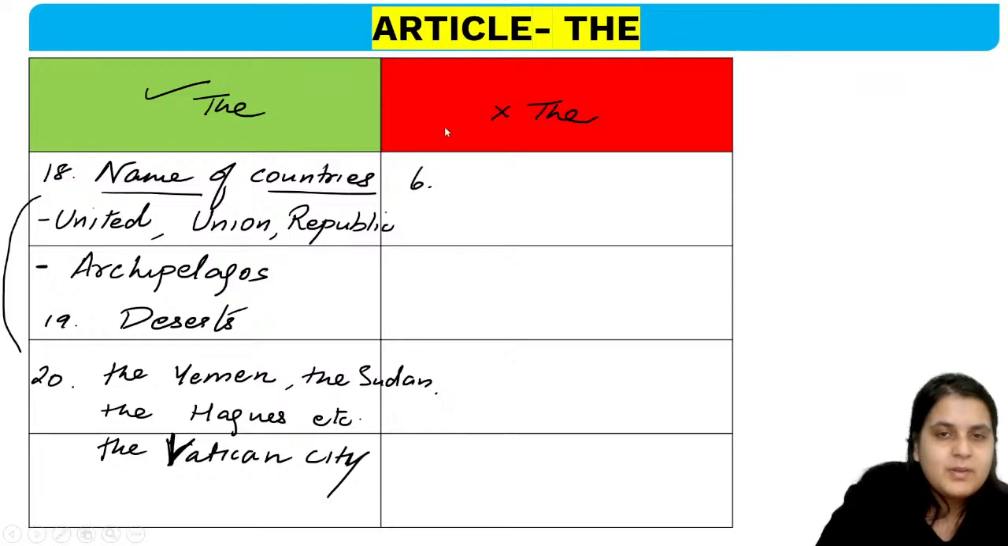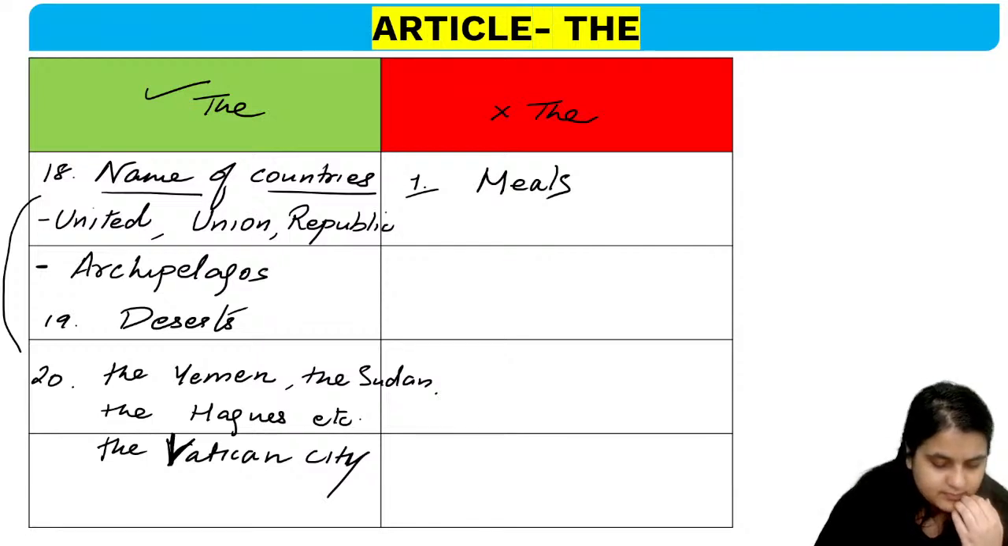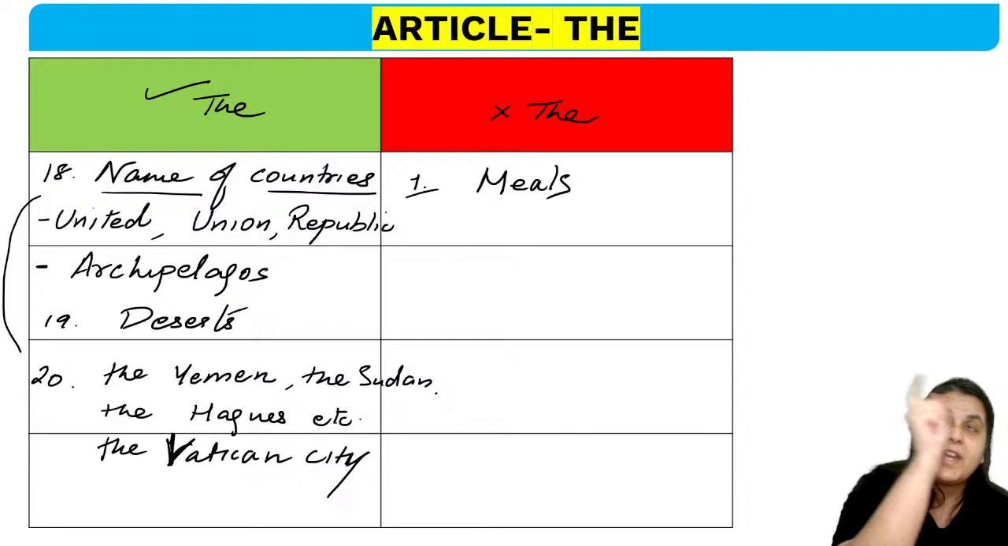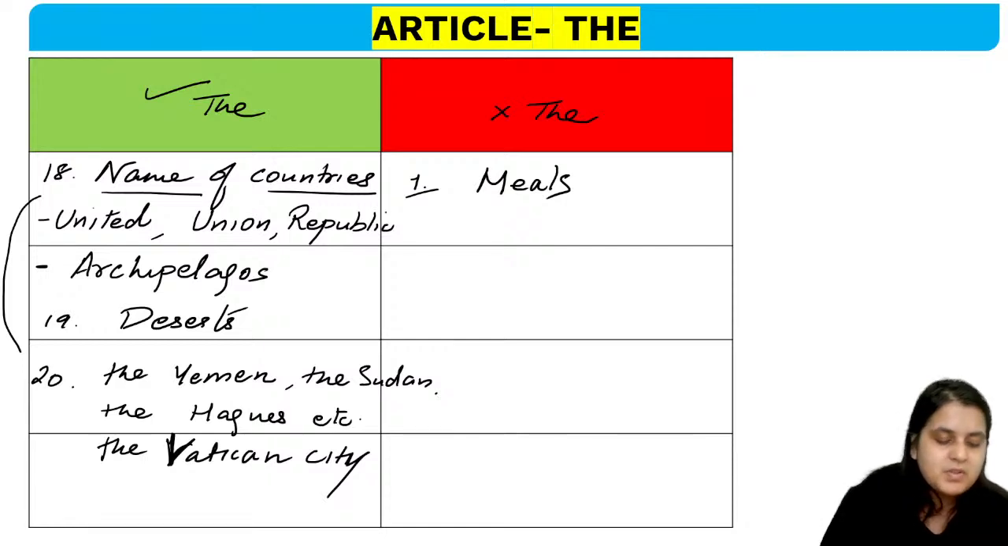Then, I'll put this as the 6th rule and we'll put this as the 7th one. Meals. Okay, I had lunch, I had dinner. If you're referring to specific questions, Neha, the questions that I posed, then you can say the questions. So you do not use the before meals. You just say I had breakfast, I had lunch, I enjoyed dinner. But again, special emphasis is always an exception. For example, the breakfast which I had yesterday was very good. So there I'm using the because I'm referring to a specific meal. Okay, you don't use it before meals.